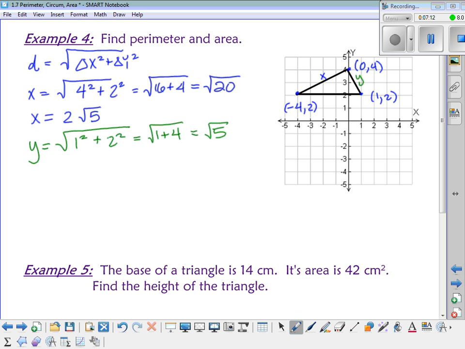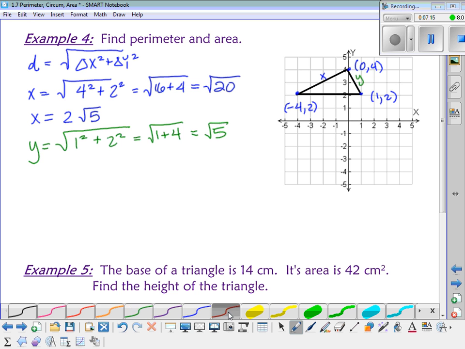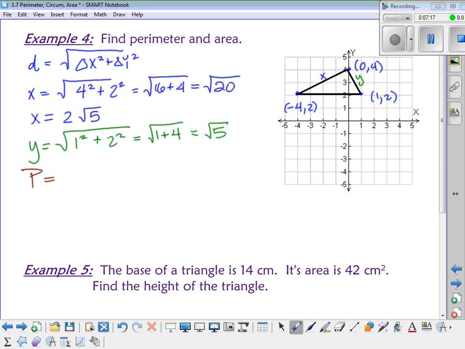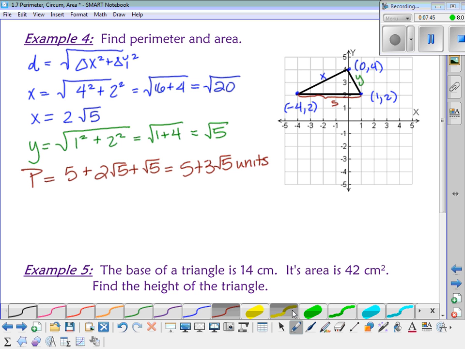So now to find the perimeter, I just have to add up the sides. I can tell this bottom side right here, I don't have to use the distance formula on it because it's right on the grid, so it's 1, 2, 3, 4, 5 units long. So I already have that one. So my perimeter is going to be 5 plus 2 root 5 plus root 5, and then I combine my like radicals, and so the perimeter would be 5 plus 3 root 5 units. So that's my perimeter.